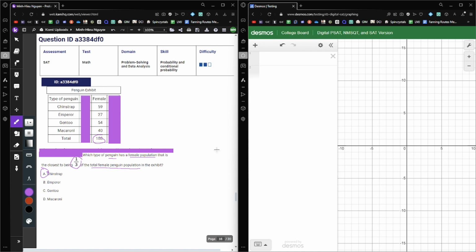Alright, I can't believe I messed this up. I just realized another easy way to do this. A third of the total female penguin population, right? All you have to do is take a third of the total. So 1/3 times 180, that's 60. Which one of these is closer to 60? Chin strap. Man, what am I doing going through each one? I could have just done that.